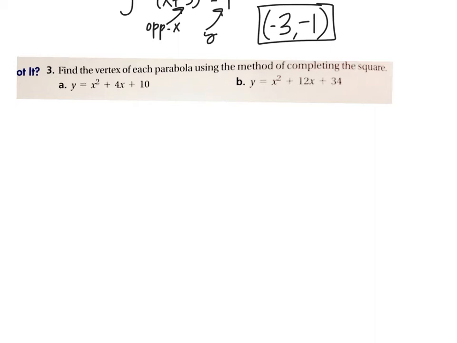So, follow my steps really closely. You're going to take your constant term and move it across the equation. So you're going to get y minus 10, leave a spot for your c, equals x squared plus 4x plus, leave a spot for your c. Now you find your c. So you take your b term and half it, and then square it. So half of 4 is 2, and then 2 squared is 4.